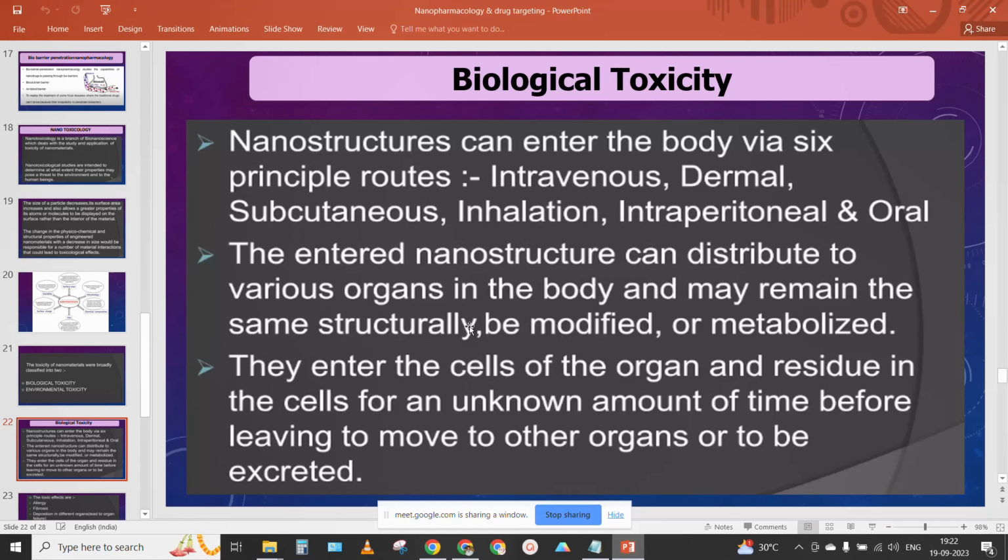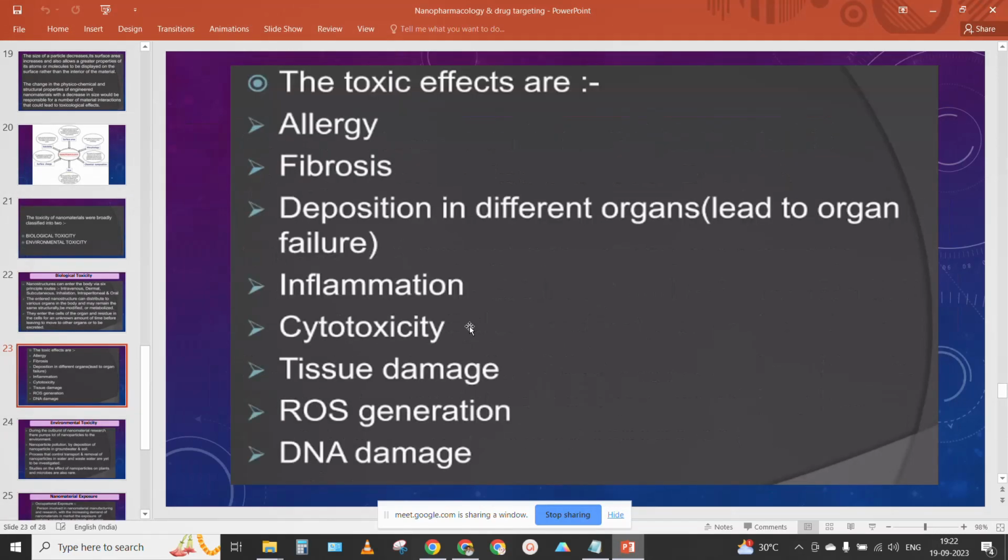They enter the cells of the organ and reside in the cells for an unknown amount of time before leaving to move to other organs to get excreted. Then the toxic effects are allergy, fibrosis, deposition in different organs, inflammation, cytotoxicity, tissue damage, ROS generation, and DNA damage.